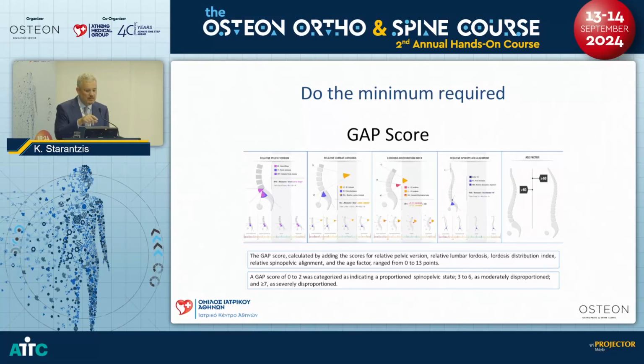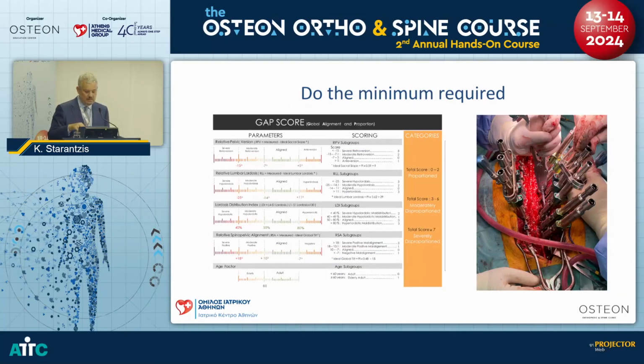All these parameters, the relative pelvic version, the lumbar lordosis, the lordosis distribution, all these factors, and the age, and you get a score. If the score is low, less than 2 or less, then you are safe, 100%. And I haven't had a case with a score of 1 or 2 that failed. Maybe I'm not doing a lot.